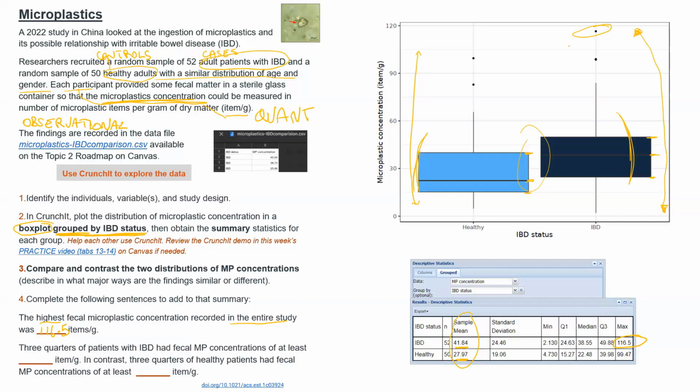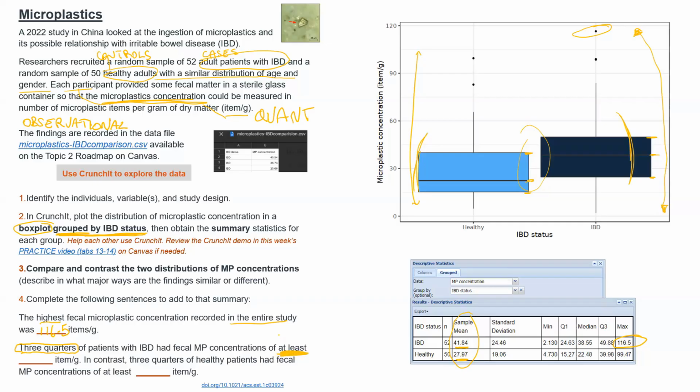Then we are also asked, 3/4 of patients with IBD had fecal microplastic concentrations of at least some amount. So what are we looking for here? So we're looking for a range of values that represents 3/4 of the participants in each group. We want specifically the 3/4 that have values at least equal to something. So that means equal to something or larger.